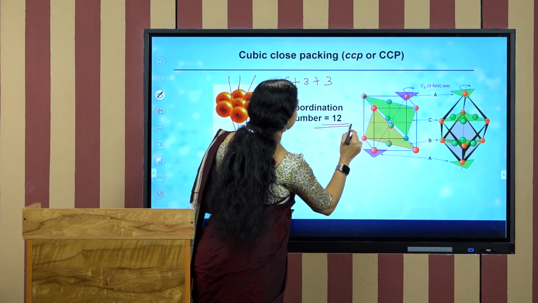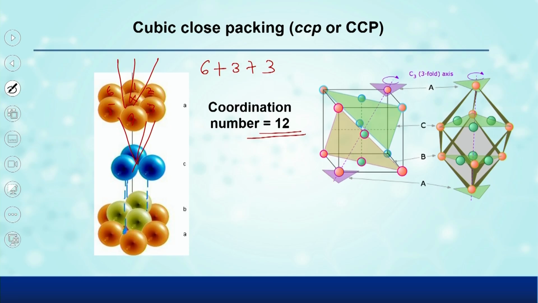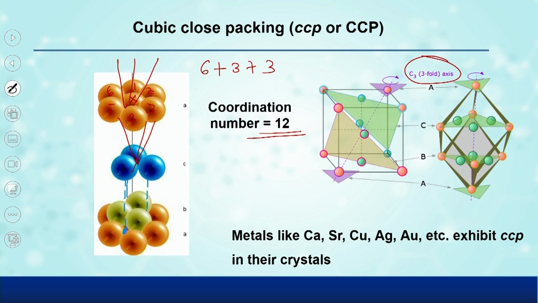In cubic close packing or face centered packing, the symmetry will be a C3 axis or 3-fold axis of symmetry. Metals like calcium, strontium, copper, silver, gold, etc. exhibit cubic close packing or face centered packing in their crystals.